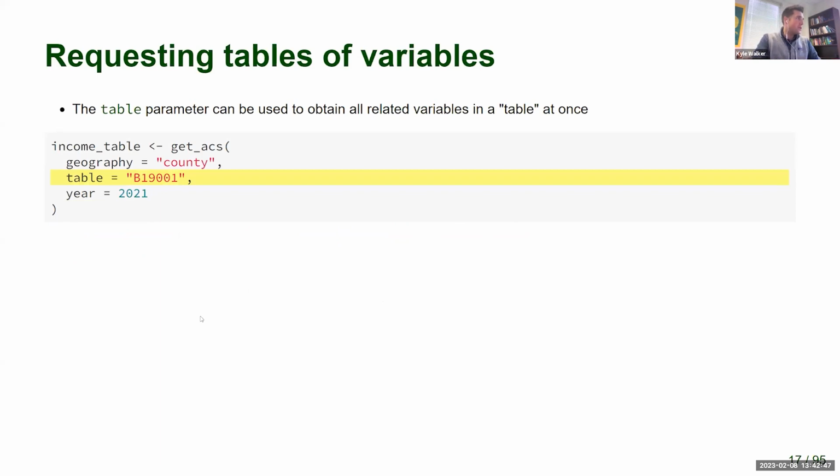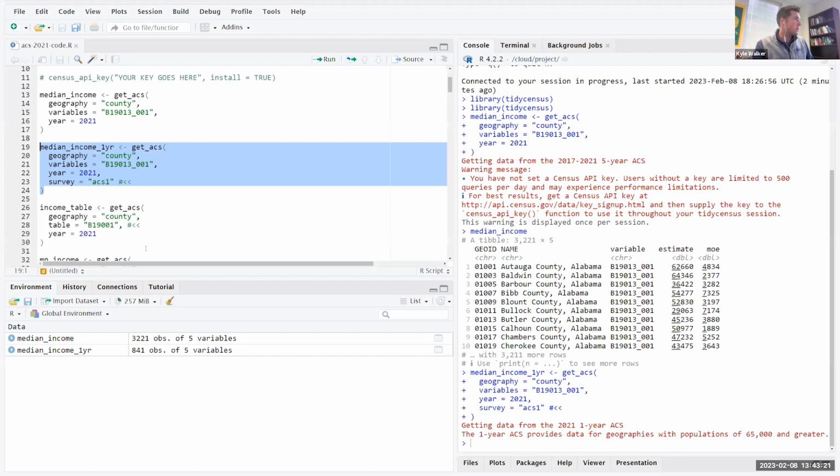Table B19001 is an entire table of household estimates by income bracket. And I'll show you how to understand what that is in just a moment. But let's say we want to get all of those data points in one bulk pull. We can do that by supplanting the variables argument with a table argument. And that will give us all of the variables with the prefix, in this case, B19001, in one fell swoop. So let's take a look at how that works.